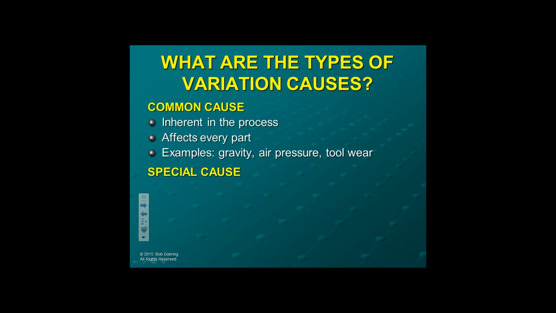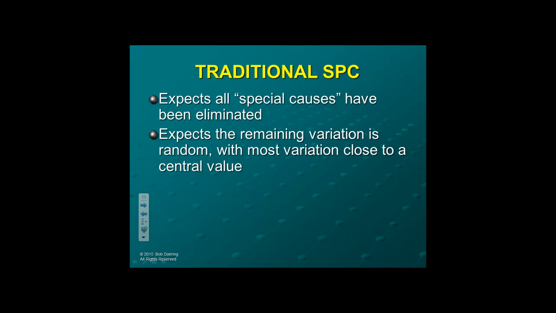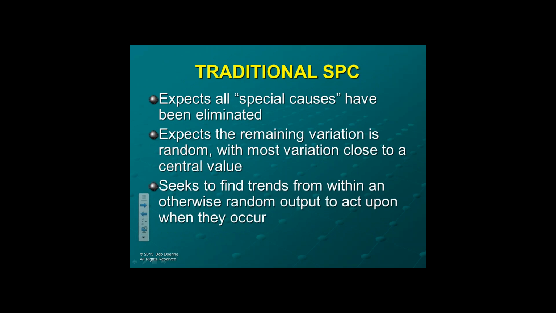It's a common cause. Now, as far as special causes, they're assignable. They do not affect every part. For example, tool breakage, startup, change of operators, change of lot materials. Those are assignable. They come, they go. So in traditional SPC, it expects that all special causes have been eliminated, at least in the period of time that you're running in control. It expects the remaining variation to be random, with most of the variation close to the central value. It seeks to find trends from within an otherwise random output to act upon when they occur.